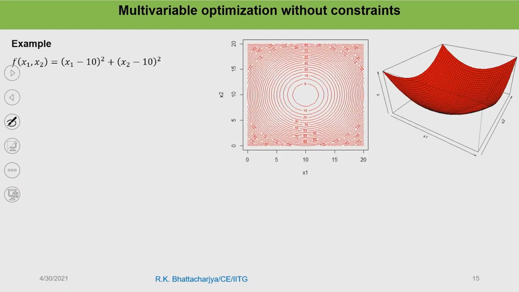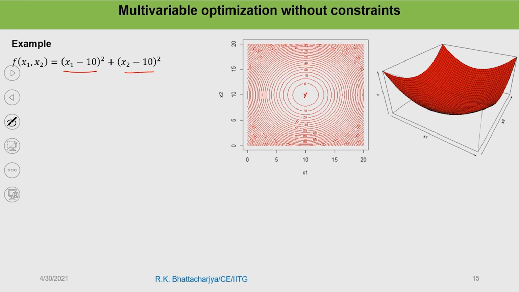So, let us see an example problem. I would like to solve a simple example problem: f of x1 and x2, a two variable problem, that is (x1 minus 10) whole square plus (x2 minus 10) whole square. The solution of this particular problem is known to me, the solution is 10 and 10. I have plotted it. This is the solution and this is the x star value, so x star is 10, 10. I have also shown the surface plot of this particular function.